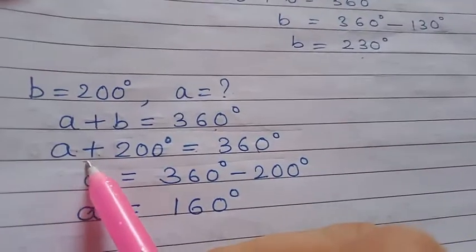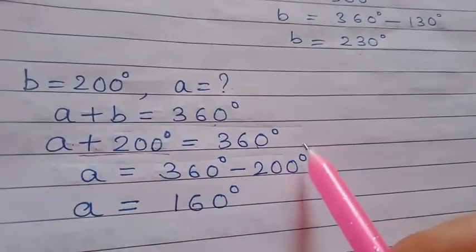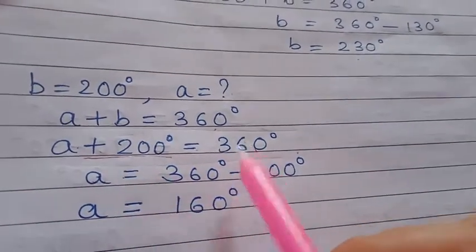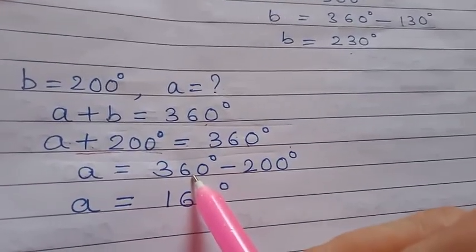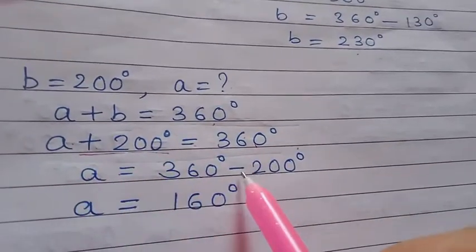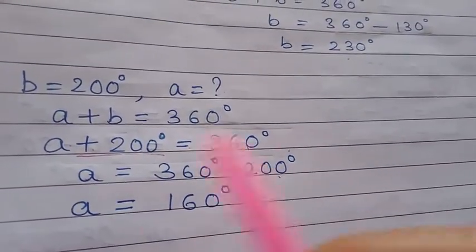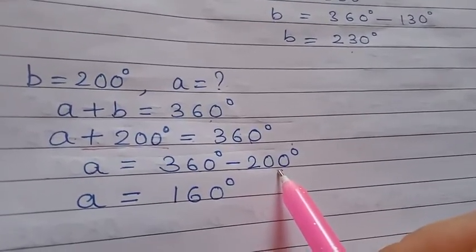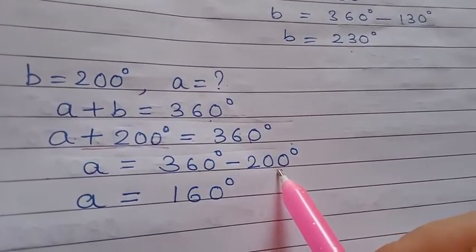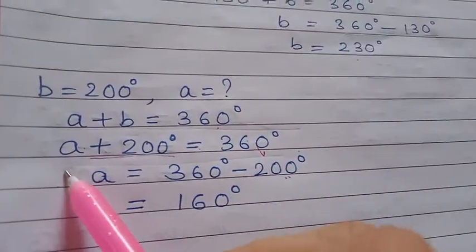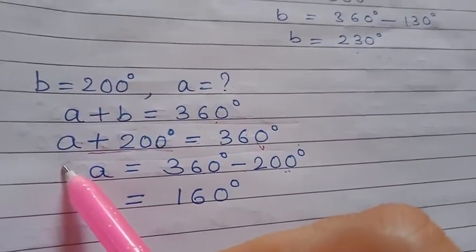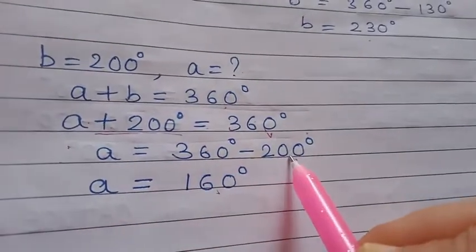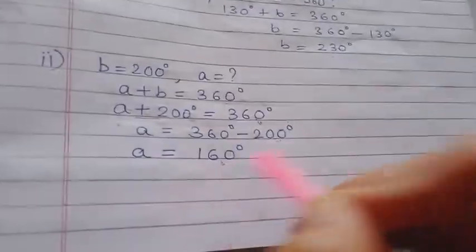So we have to transpose plus 200 to the right hand side. So A as it is on LHS is equal to 360, which is already on the right hand side, plus 200 becomes minus 200 when brought from LHS to RHS. Okay, always when transposing from left hand side to right hand side or right hand side to left hand side, you have to change the signs. Okay, so A is equal to 160 degree. 360 degree minus 200 degree is 160 degree.